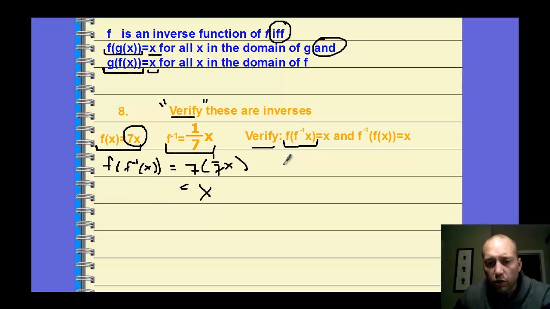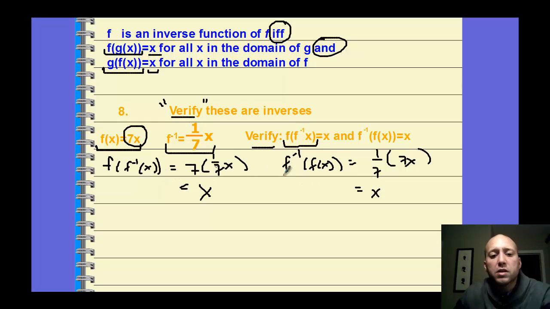So that works. Then I need to do the inverse of f times f of x. And for this one, it's going to be 1/7 times x, and x here is 7x. So if I multiply that, I get x again. So because both of those equal x, that verifies that those two things are inverses.